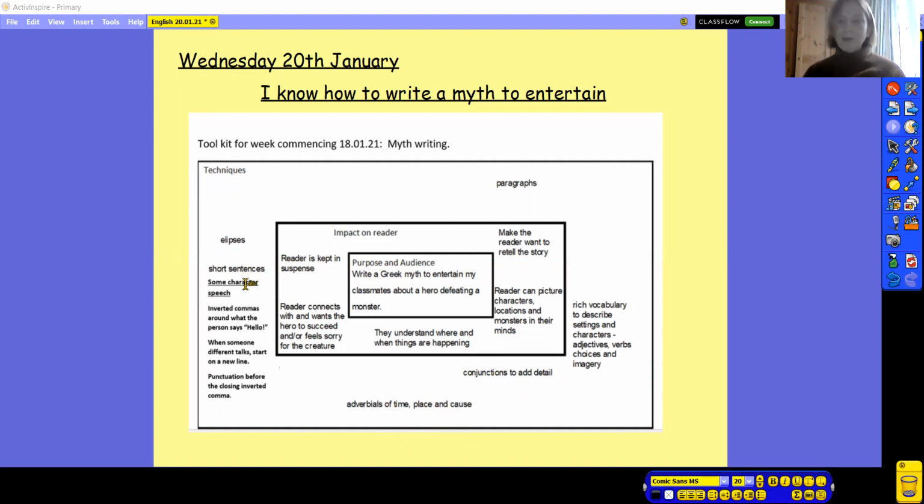Some ellipses, I'm not sure what that is. I suppose that's to add suspense. And then here, some short sentences. That's very good impact. I've got here some character speech.